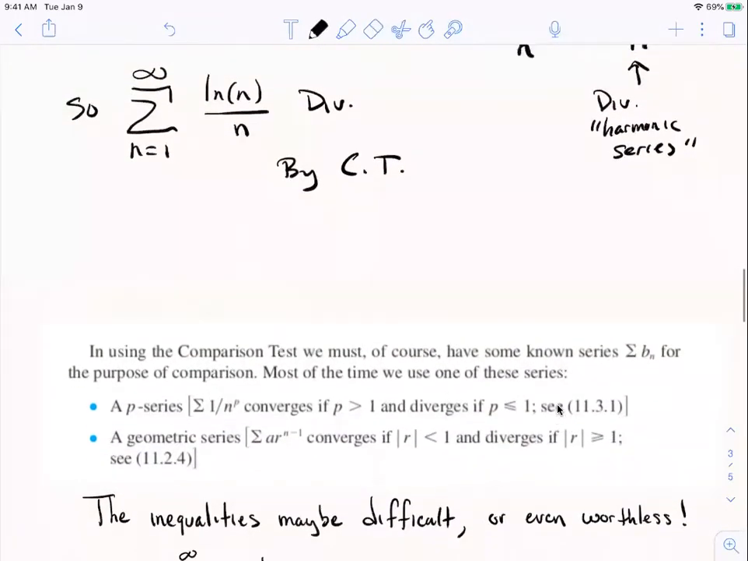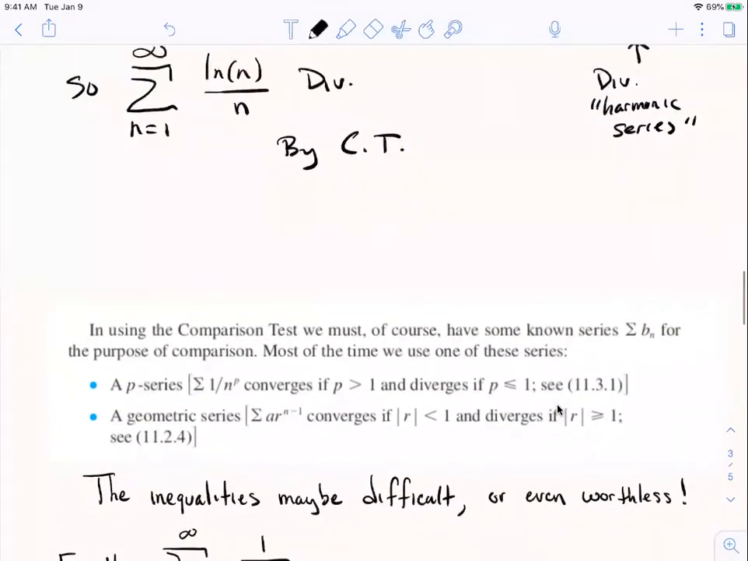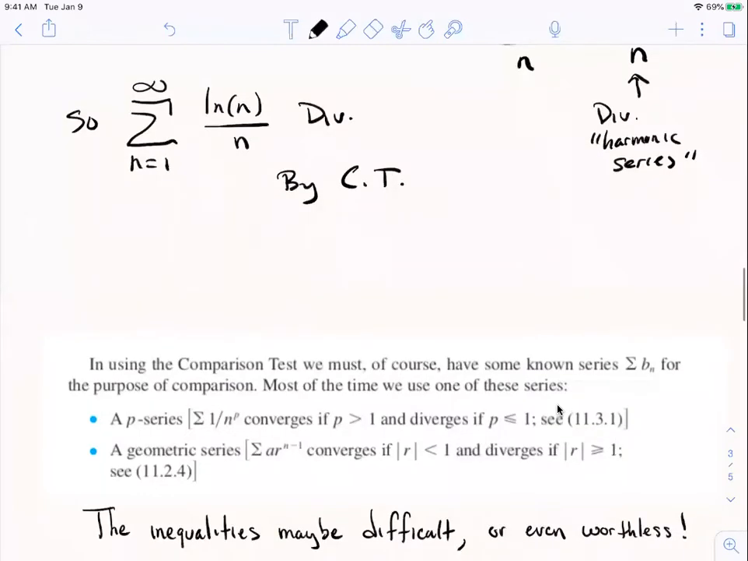It's the third example. You'll notice it's not an accident. Let me show you this part. I just clipped this from your book, but I think it's good advice. When you're using this comparison test, you have to choose this b sub n. I said it above. You have to come up with this. So you need to have some sense of whether your given series is going to converge or diverge to know which kind of inequalities you're looking for.